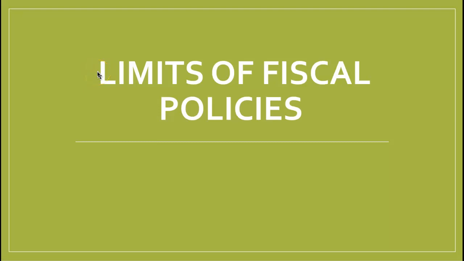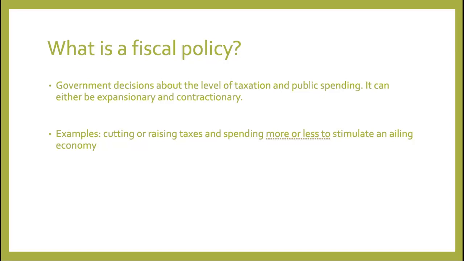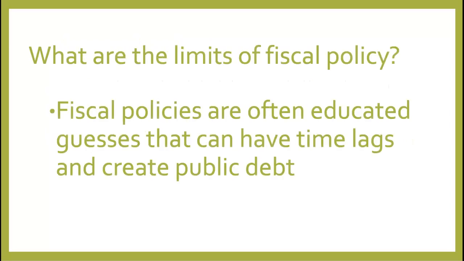Today we'll be discussing the limits of fiscal policies. What is a fiscal policy, you might ask? It's when the government decides about the level of taxation and public spending. It can either be expansionary or contractionary, which we'll discuss later on in the worksheet. Examples include cutting or raising taxes, or spending more or less to stimulate an ailing economy.